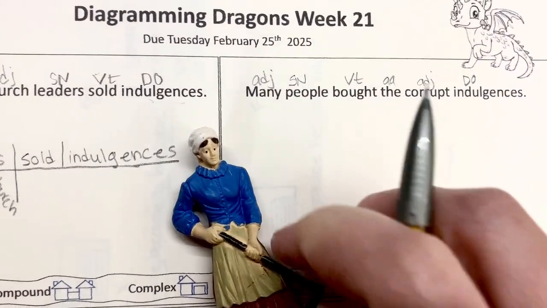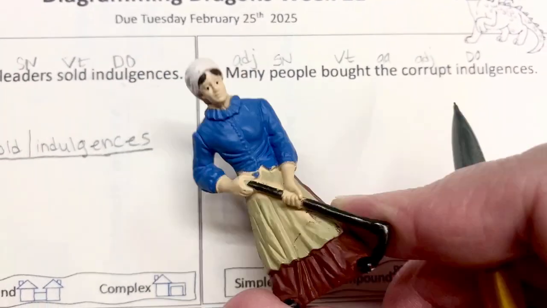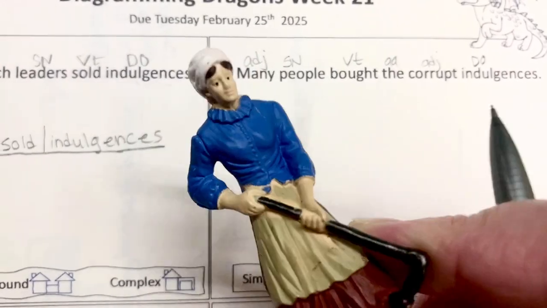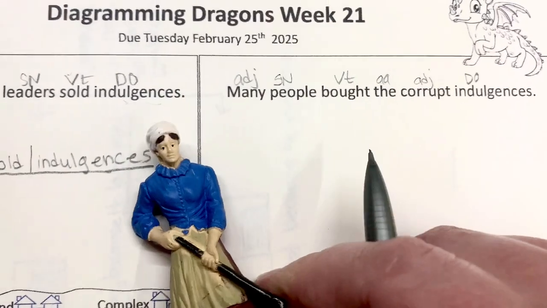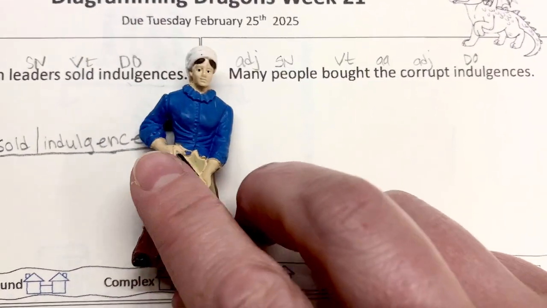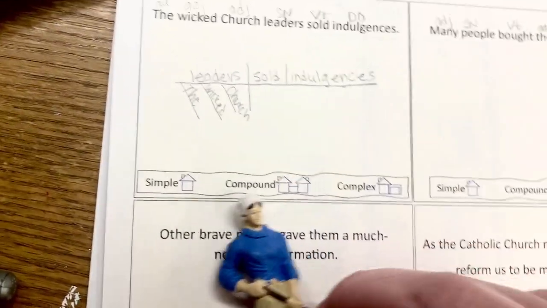Adjective. Remember, what questions does an adjective answer? What kind, how many, which or whose? Very good. There are no adverbs in here. Oh, we forgot something about this. Oh, let's look at this.